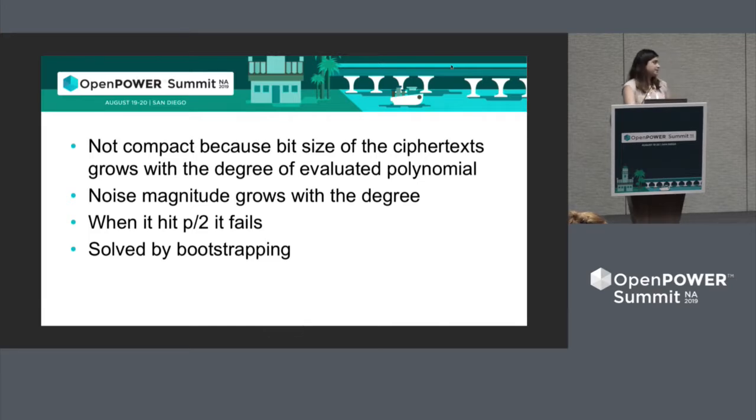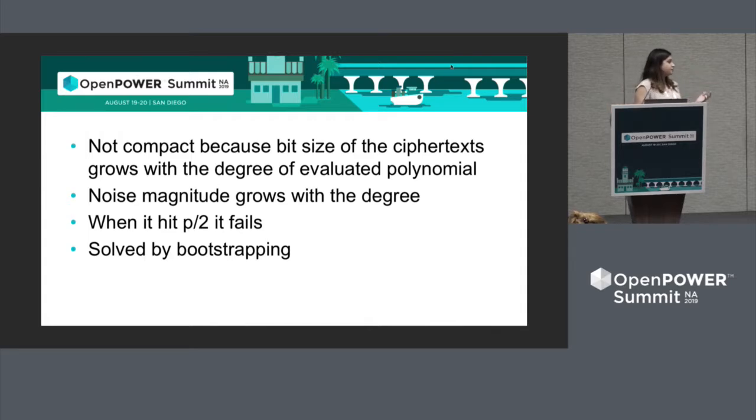But this scheme is not compact because the bit size of the ciphertext grows with the degree of the polynomial, and the noise magnitude grows with the degree. At some point, it's going to fail, and that will be when the noise hits p over 2.